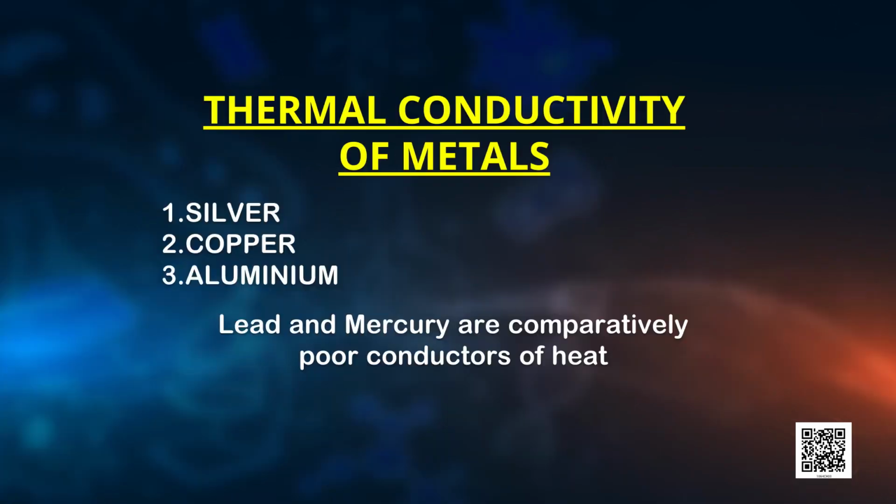You know that the best conductors of heat are silver and copper, but obviously we cannot use them as cooking vessels. And lead and mercury are comparatively poor conductors of heat. Here, I must remind you that your experiences and observations of real life situations and your previous knowledge helps a great deal in construction of knowledge. And I am sure you all are very observant.